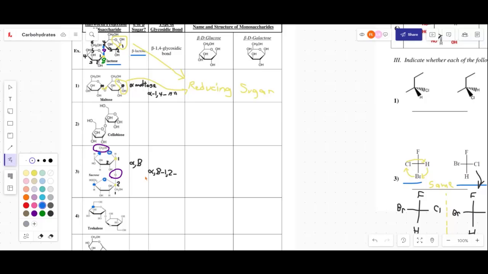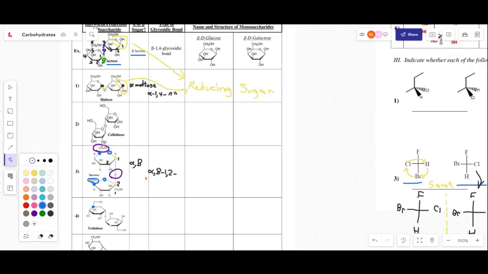Not to overly confuse you, but if they're on opposite sides, it's alpha. If they're on the same side, it's beta. So for example, the sucrose here has this group on the same side as the oxygen coming off the anomeric carbon. This is why this is an alpha. Or rather, this is a beta. It's a beta fructose that's attached to the glucose on top.